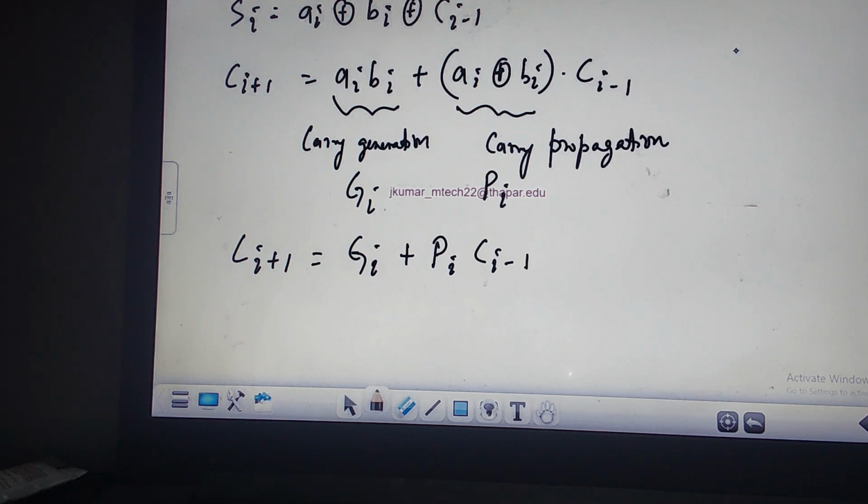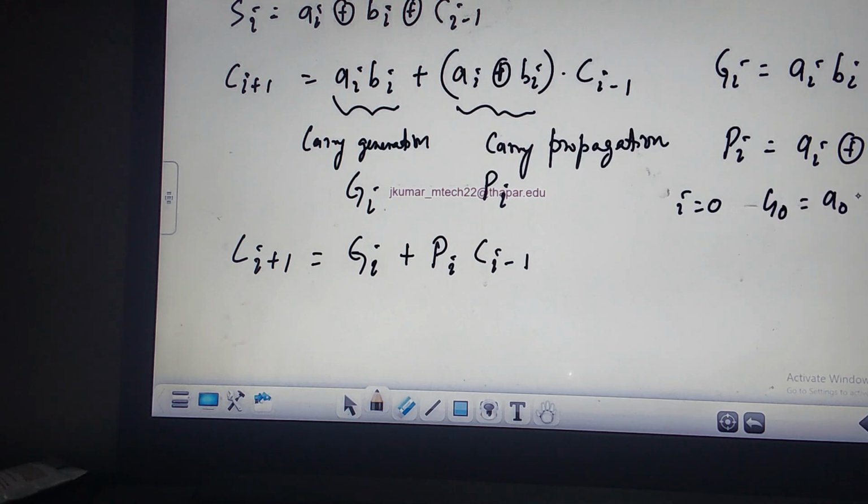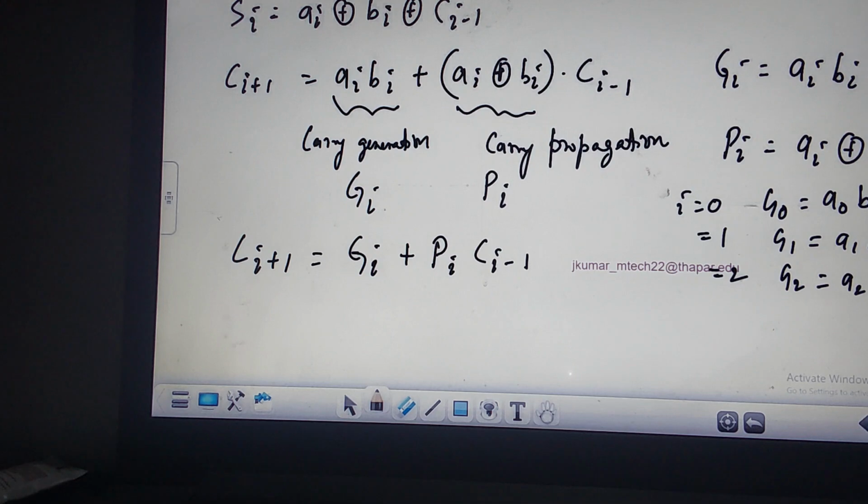Now what is GI? GI is AI into BI. What is PI? PI is AI XOR BI. Correct? If I put I equal to 0, G0 is A0 into B0. I equal to 1, G1 is A1 into B1. I equal to 2, G2 is A2 into B2. I equal to 3, G3 is A3 into B3. Do you understand?